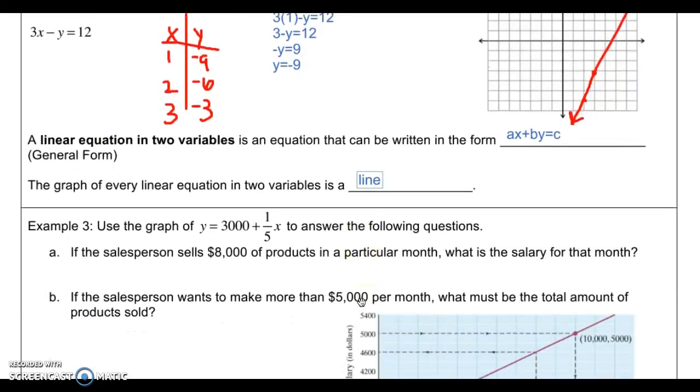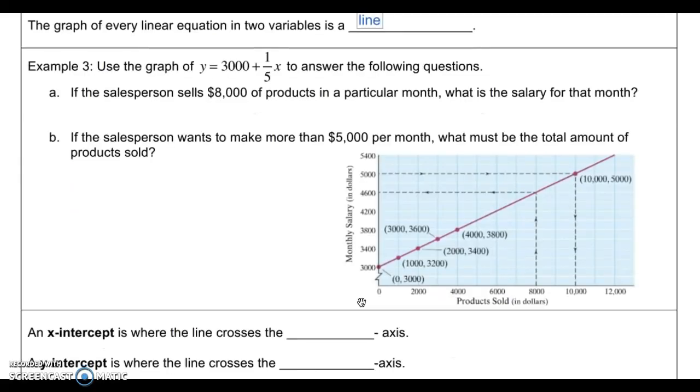Looking at example 3 now, use the graph of 300 plus 1/5 x to answer the following questions, and they give us the graph here. This little squiggle down here is called an axis break. Essentially what that means is that we have cut out part of the axis to make it fit on a better screen. So if a salesperson sells $8,000 of products in a particular month, what is the salary for that month? We can see that from this graph.